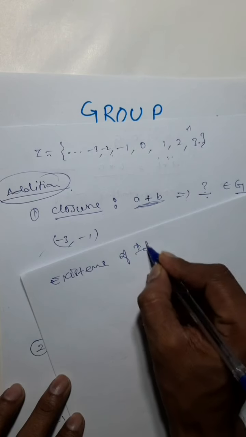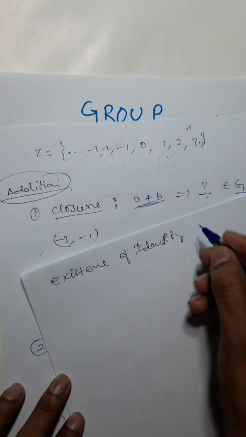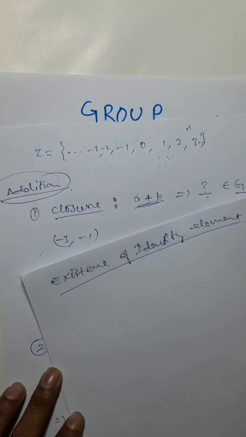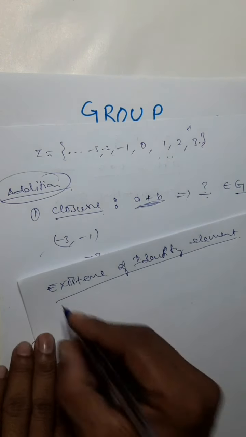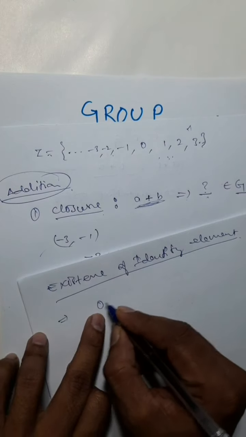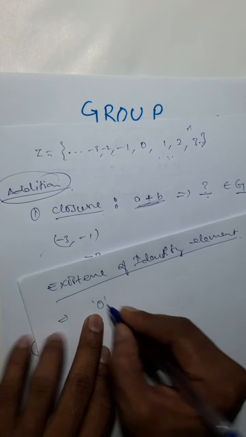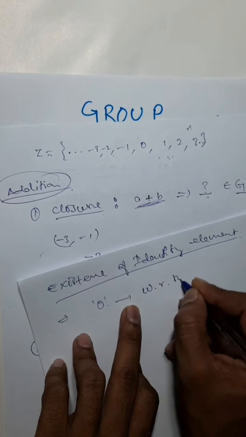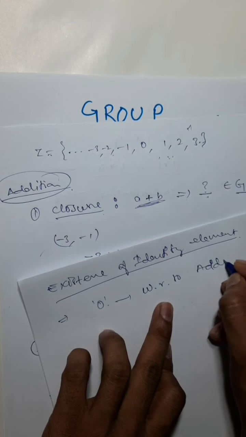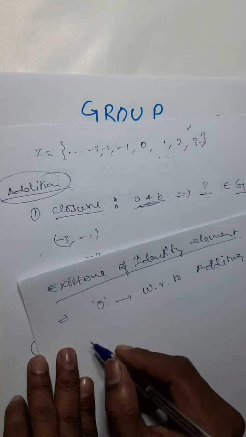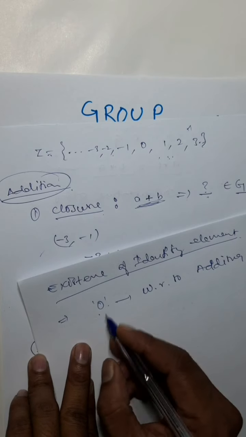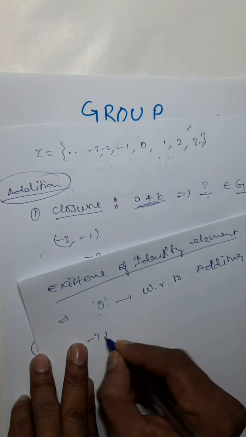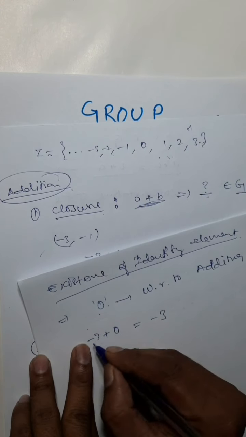Existence of identity element. The identity element, we already know that 0 is an identity element with respect to addition, because if we add any number with 0, suppose minus 3 plus 0, this will again be the same number, minus 3.